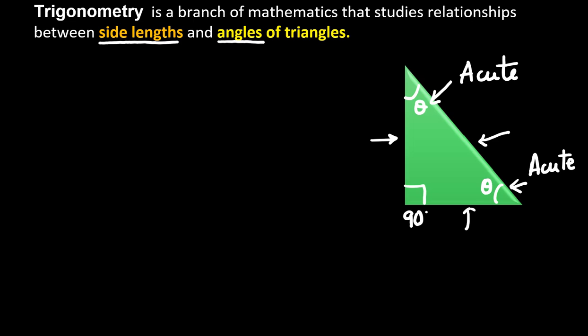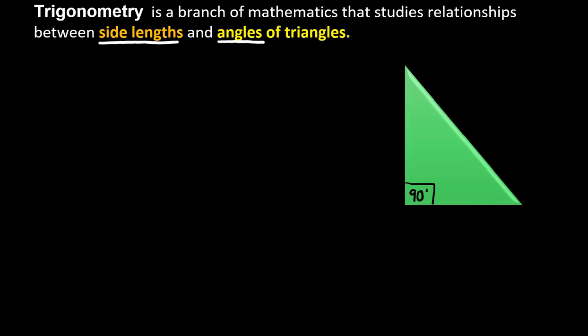Theta will never be here. This theta is reserved for 90 degree only. Okay, so you have to keep this in mind. So this is what the basic definition of trigonometry means, and based on this there are so many formulas that I'm going to discuss one by one.